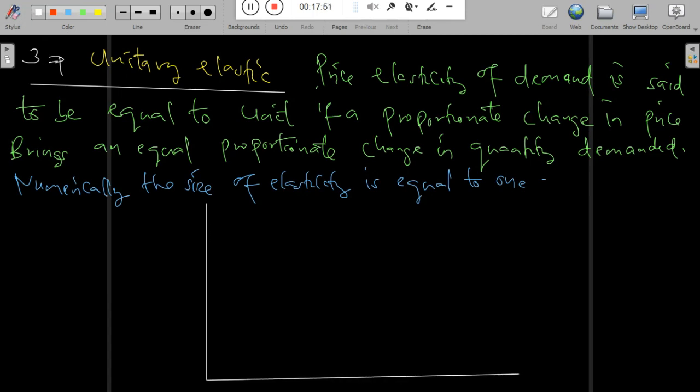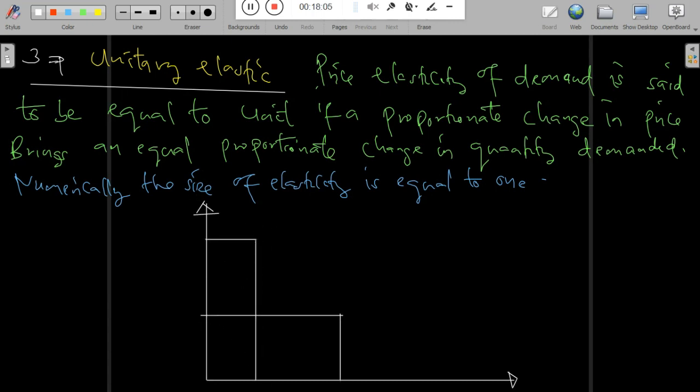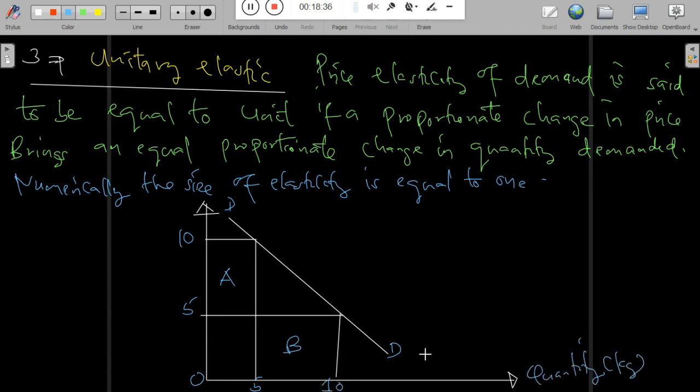Let's discuss another type of price elasticity of demand, that is unitary elastic price elasticity of demand. This is a kind of price elasticity of demand where the demand is said to be equal to unit if a proportional change in price brings an equal change in quantity demanded. So a small change in price brings an equal proportional change in quantity demanded. This means that whenever a price changes, it brings the same result on the change of quantity demanded. So the numerical size of the elasticity is equal to 1.